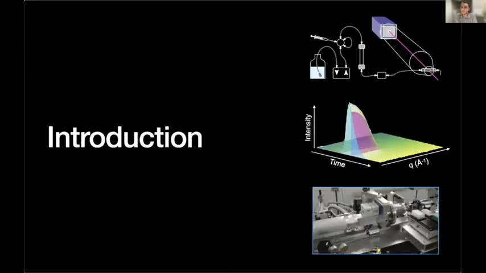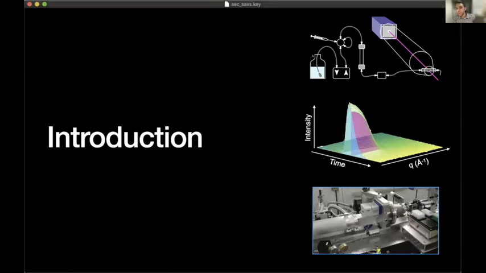Okay, so first of all, what is the experiment? So we have, basically, our chromatography setup coupled directly to a SAXS beamline. The data you get is a continuous time series of SAXS data. So you have intensity versus time versus Q.